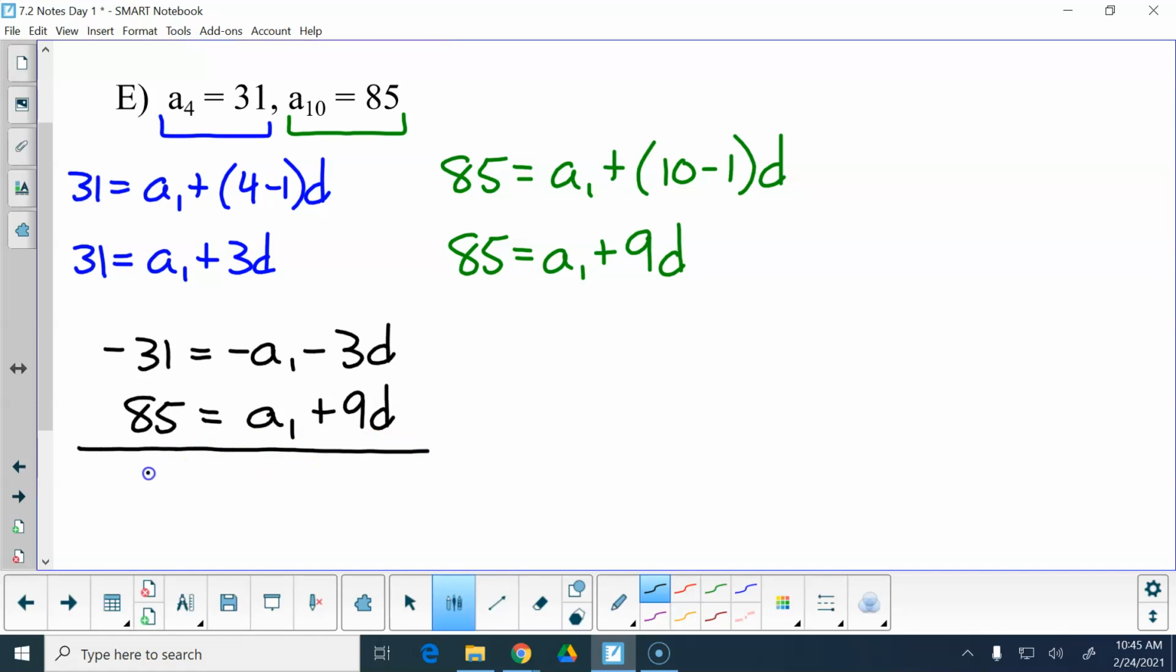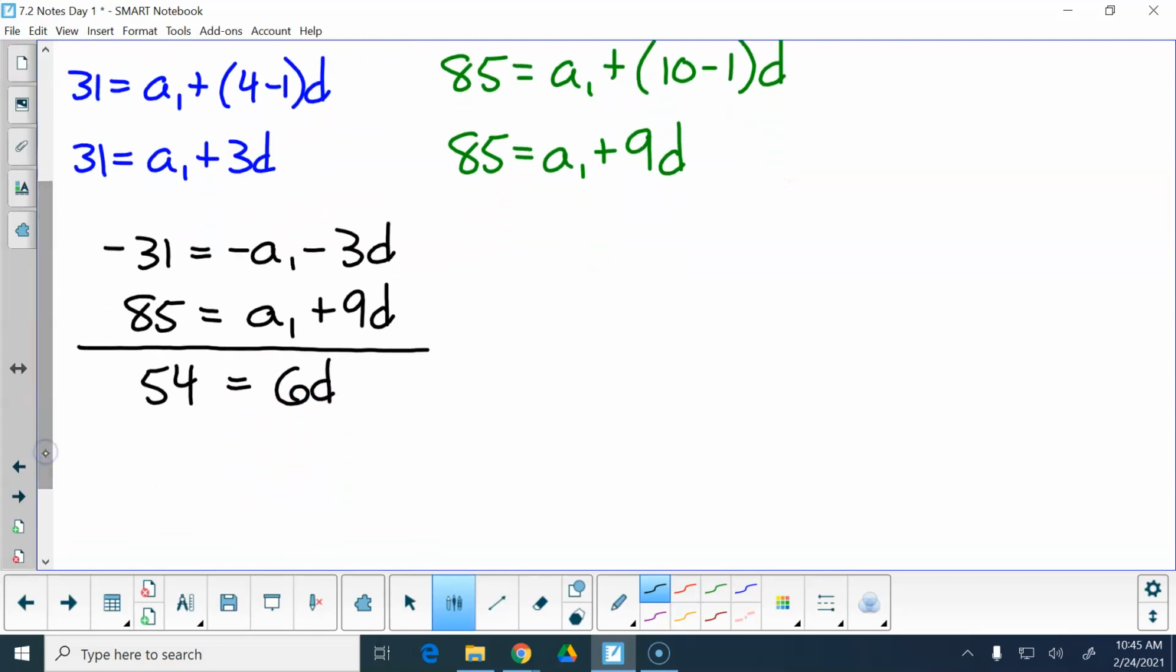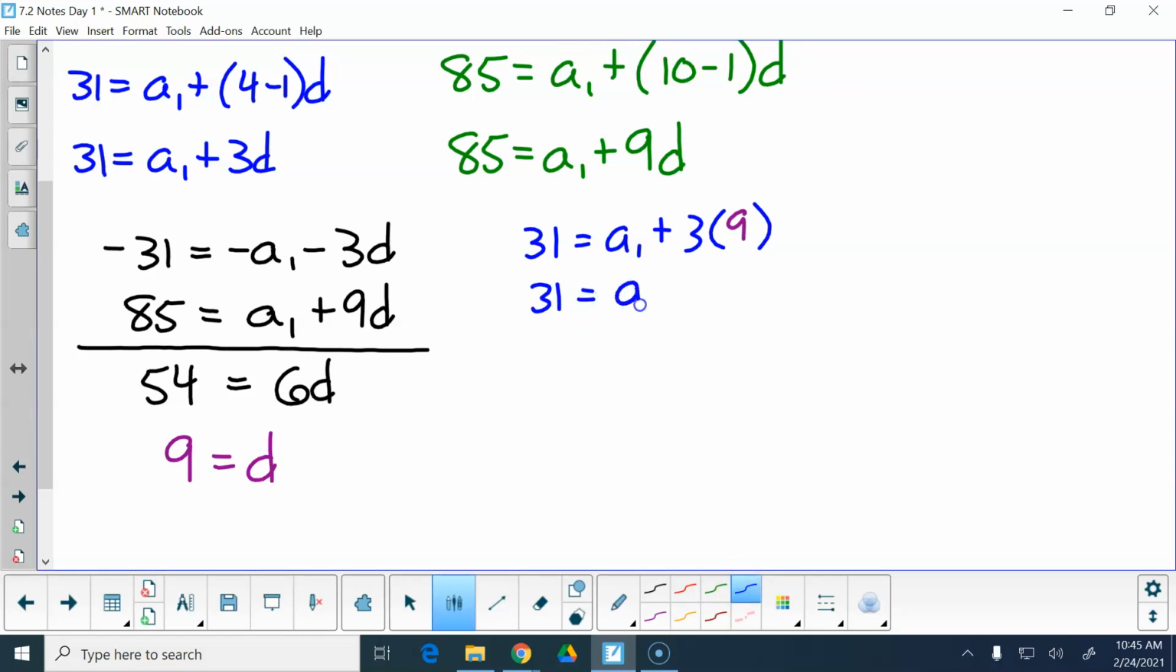Add them together, that's 54 equals 6d. So I get d is 9. If d is 9, then, oops, tap the brakes. 31 is equal to the first term plus 3 times 9. 3 times 9 is 27. So that gives me 4 is the first term.